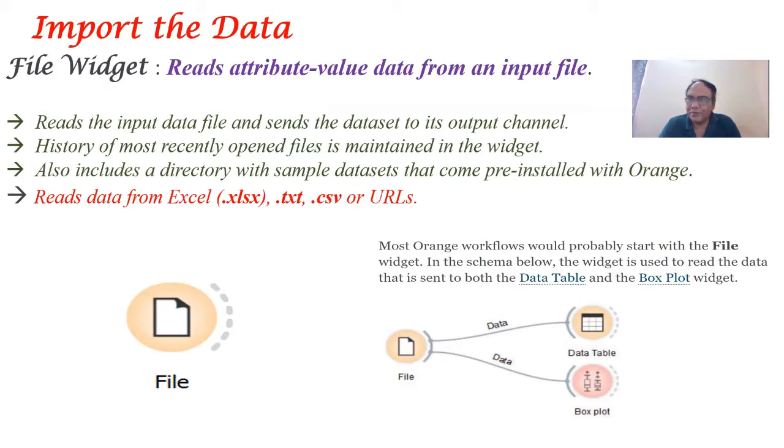The first widget or the first icon in Orange software is File, because we need a data set on which we can work. So this File helps you in opening the data set or attaching the data set with the Orange software. And there are many ways you can do it. You can import the data from your existing folder. And there are some ready-made data sets available in the Orange also. You can open those data sets.